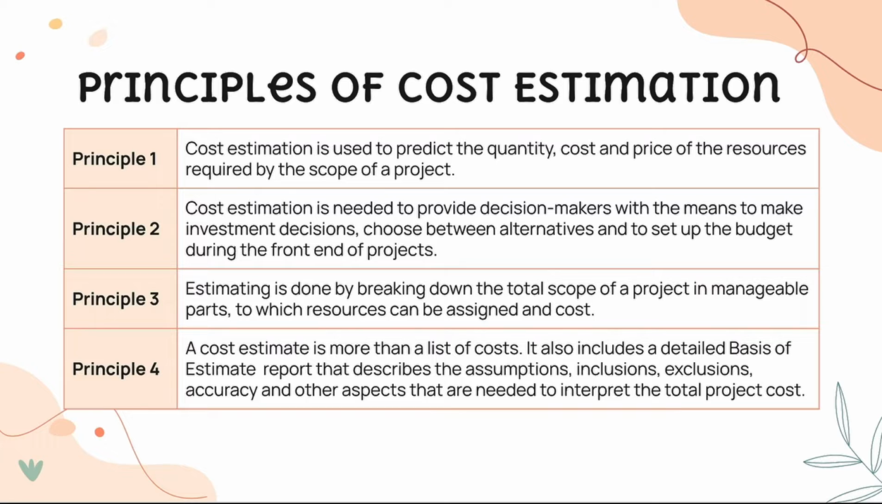Principle 3 says that estimating is done by breaking down the total scope of a project into manageable parts, to which resources and cost can be assigned. And finally, principle 4 says a cost estimate is more than a list of costs. It also includes a detailed basis of estimate report that describes the assumptions, inclusions, exclusions, accuracy, and other aspects that are needed to interpret the total project cost.